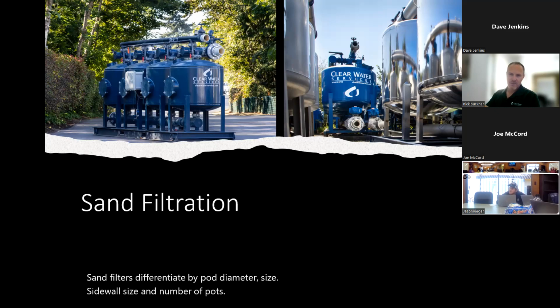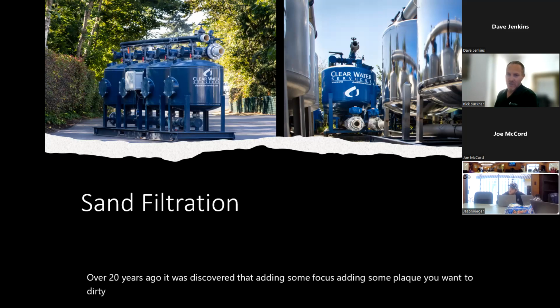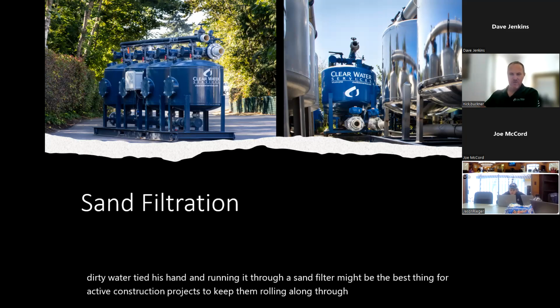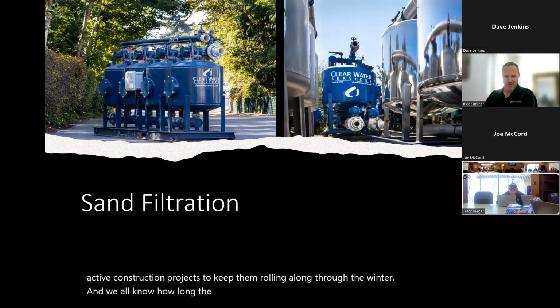Back in the late 1900s, over 20 years ago, it was discovered that adding some flocculant, chitosan, to dirty water and running it through a sand filter might be the best thing for active construction projects to keep them rolling along through the winter. And we all know how long the winters are up here in the Northwest. It just doesn't stop raining.